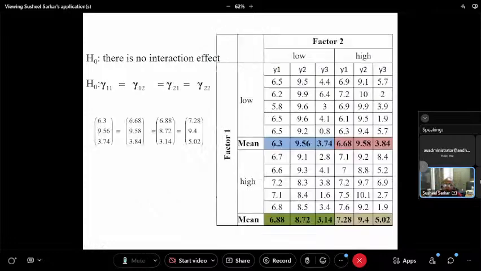The third null hypothesis here will be there is no interaction effect. We have two factors and each factor has two levels, so 2 into 2, 4. There will be four combinations: factor 1 low and factor 2 low, factor 1 low and factor 2 high, factor 1 high and factor 2 low, and factor 1 high and factor 2 high. These four treatment combinations will be there. We have calculated their means here, and we will be examining the equality of these four vectors.